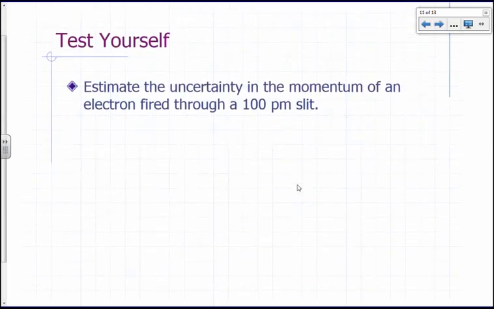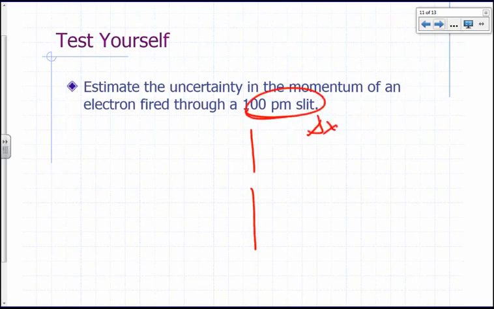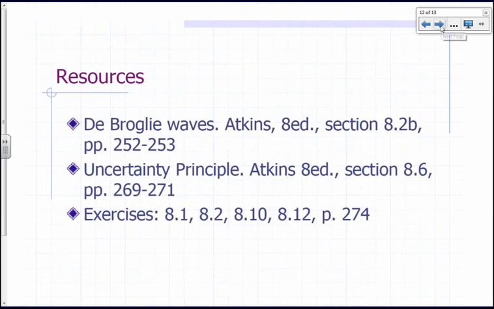Estimate the uncertainty in the momentum of an electron fired through a 100 picometer slit. Let's make that your homework. So you have a slit, 100 picometers in diameter. This is going to be your delta x, right? And that's it for this lesson.